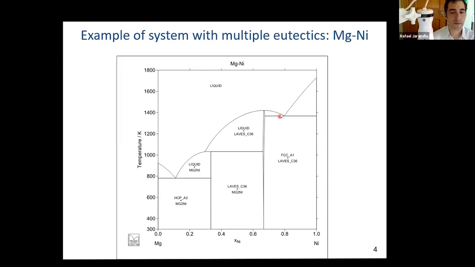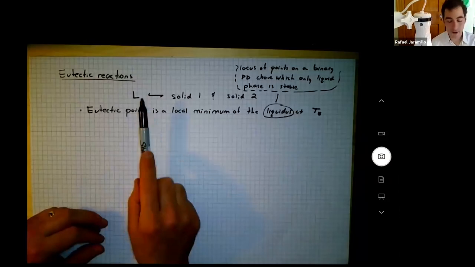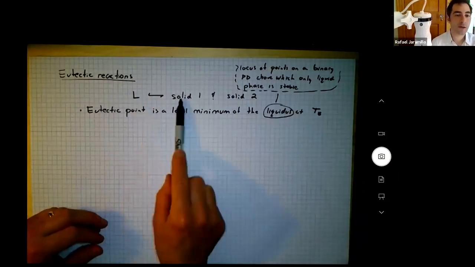At this reaction, you have a transformation from liquid to these two phases. And at this reaction, you have a transformation of liquid to these two phases. So you see, each of those eutectic points had this general form, transformation from a liquid at high temperature into two solids at low temperature.